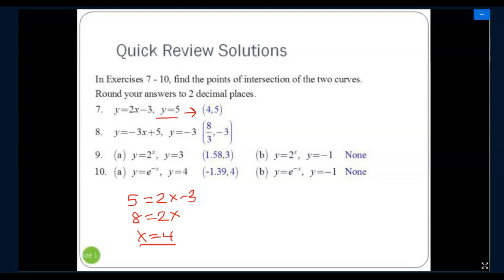Similarly, in number 8, you'd have y equals -3x plus 5, y equals -3, so you'd get -3 equals -3x plus 5, and then you'd subtract your 5 and get -8 equals -3x, or that x equals 8/3.